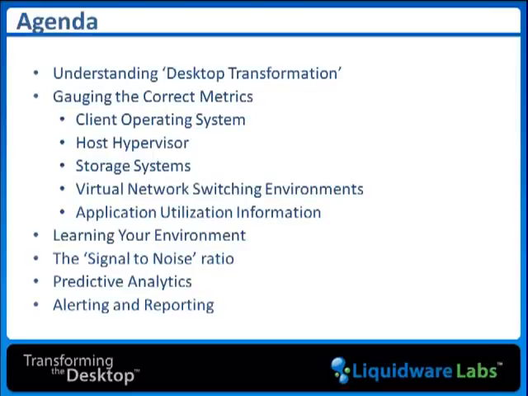Now, let's just talk briefly about an agenda. First, we're going to talk about understanding desktop transformation, gauging the correct metrics, including the client operating system, host hypervisor, storage systems, virtual network switching environments, and application utilization information. Then we're going to talk about learning your environment, the signal-to-noise ratio, predictive analytics, and finally, alerting and reporting.